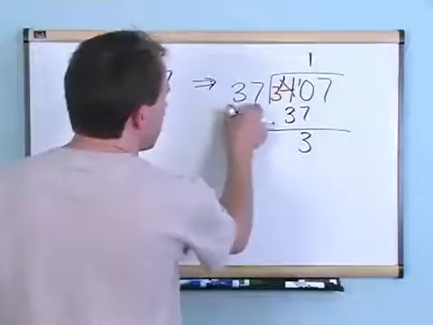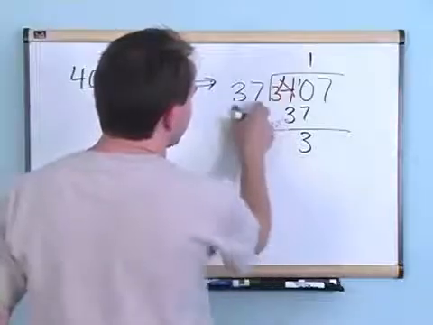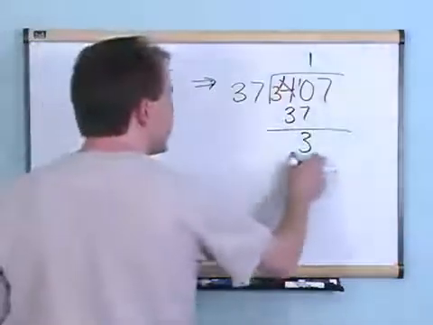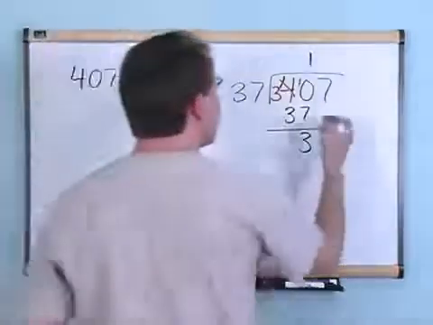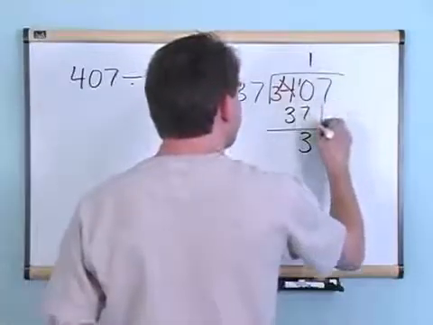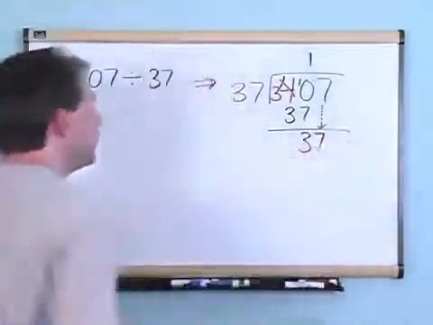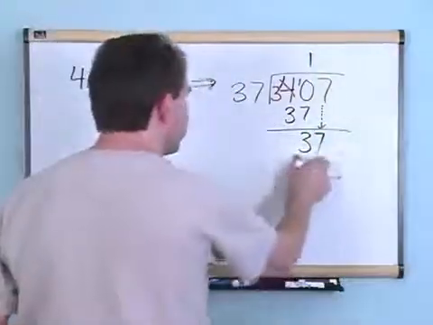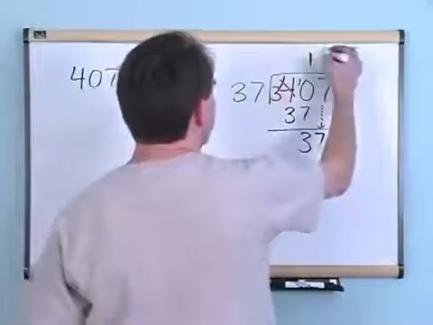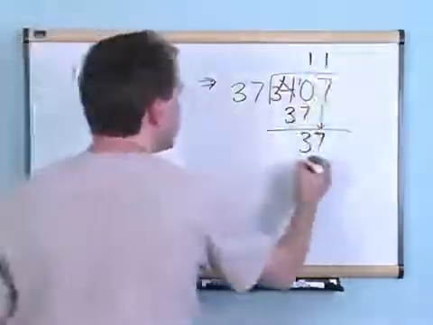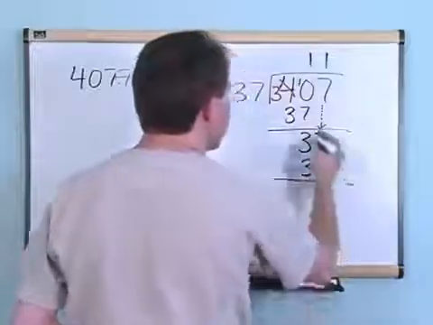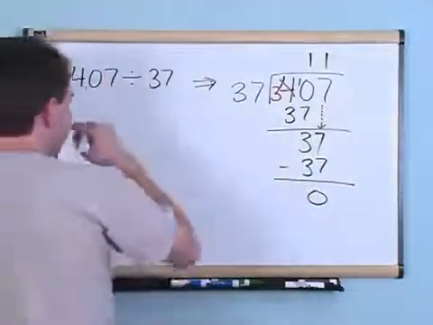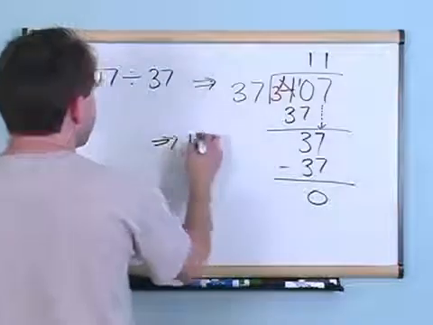Can 37 go into 3? Well, no, it can't. But before I put a 0 up here, before I do anything, I got to go ahead and drag down my next digit, and then go ahead and ask myself, can 37 go into 37? Answer is yes, of course it can, one time. 1 times 37 gives me 37. And then, of course, you know 37 minus 37 is just going to give you 0. So there's no remainder. So the answer is just 11 in this case.